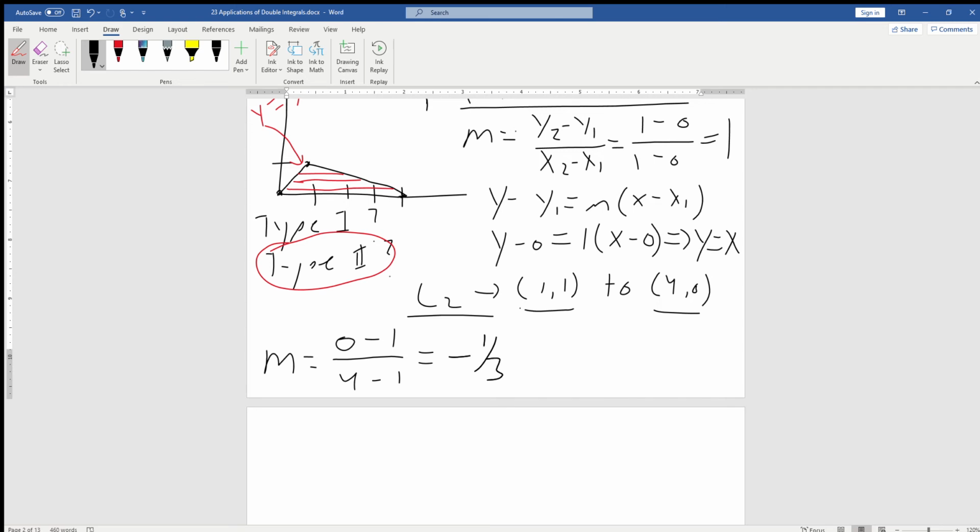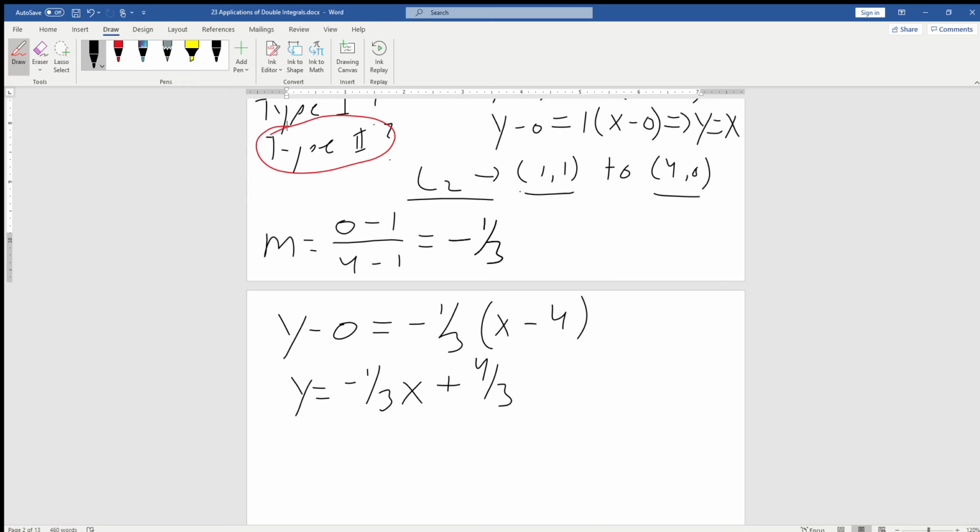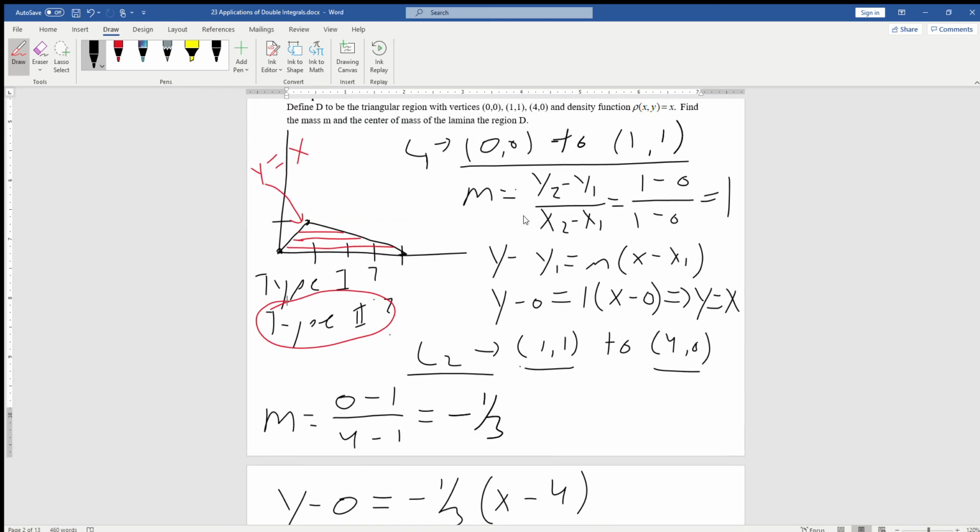Now, we're going to use y minus y1 equals m times (x minus x1). I'm going to use the point (4, 0) because it contains a 0. So y minus 0 is going to be equal to negative 1/3 times (x minus 4). Or in other words, we get the equation y equals minus 1/3 x plus 4/3. So we go back up here, and this is going to be the equation y equals minus 1/3 x plus 4/3.